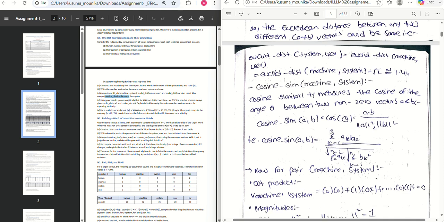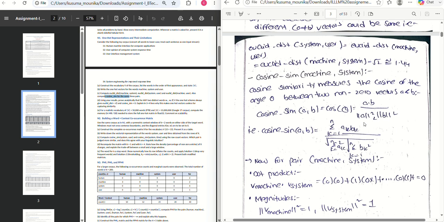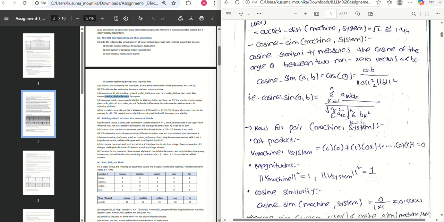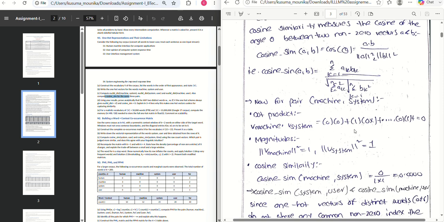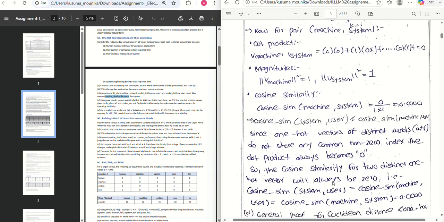First for the pair missions and systems, the dot product is computed like this: when we write out the two vectors, 0 times 0 is 0, 1 times 0 is 0, so we get 0 everywhere. So the dot product becomes 0, and each magnitude is 1, because there is only one position with a 1. So when we calculate cosine similarity for missions and systems, we get 0. The same holds for the other pairs, including users.